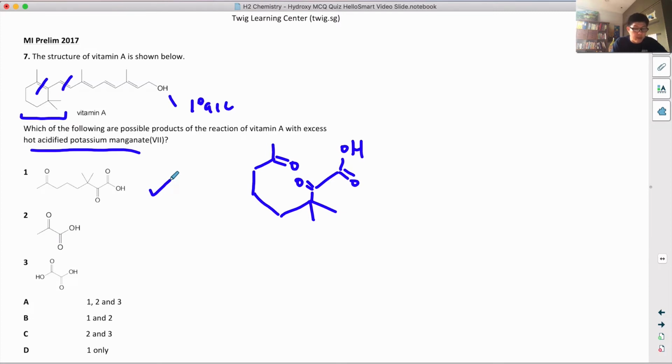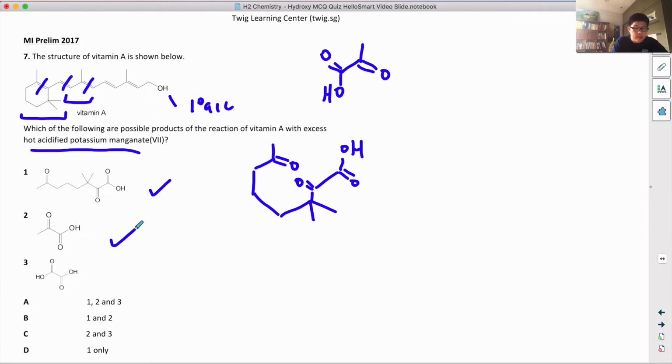Second one, if I break this part, I'm going to draw the middle. So how do I draw it? Double bond O, OH. Then this will be double bond O. If you look at it carefully, this is actually this. So 1 and 2 are definitely correct.